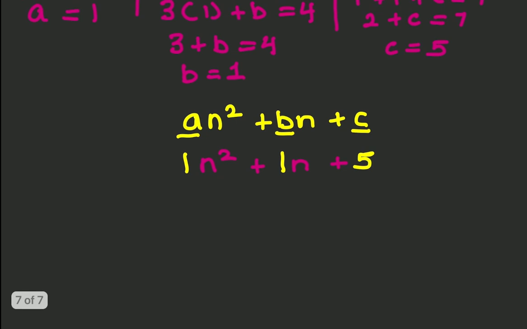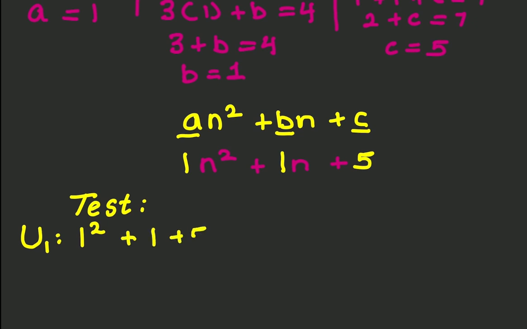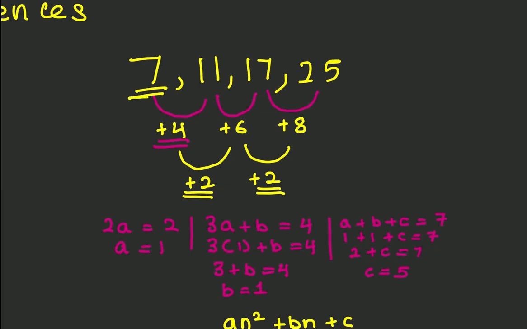Now let's test it out. Let's try the first term itself. That's 1 squared plus 1 plus 5. 1 squared is 1, 1 plus 1 is 2, plus 5 is equal to 7. And this is our first term.